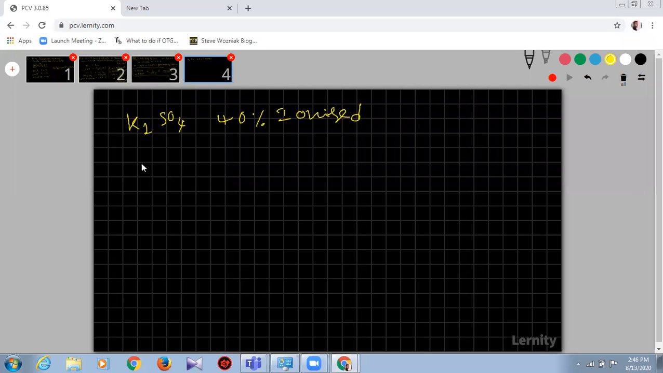K2SO4 is 40% ionized. K2, this one, this is 2, not 1. Okay, K2SO4. Next one, SnCl4, and this is 20%.